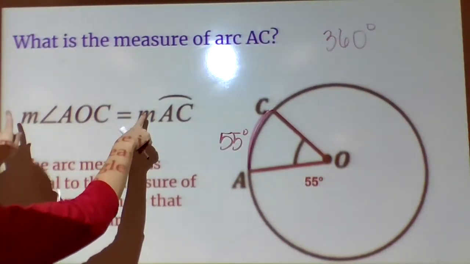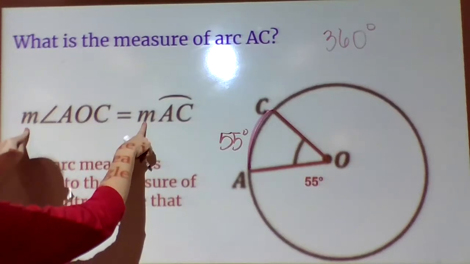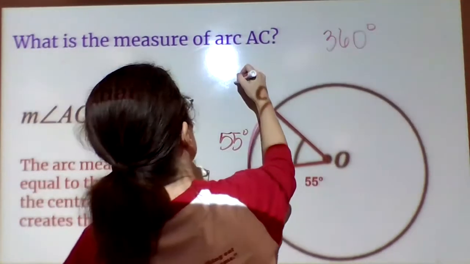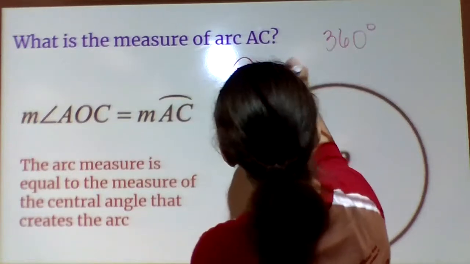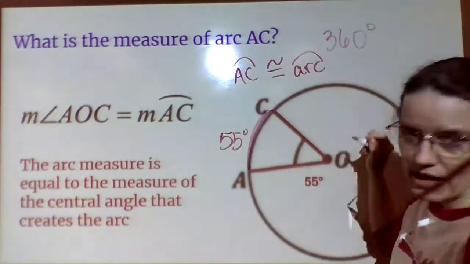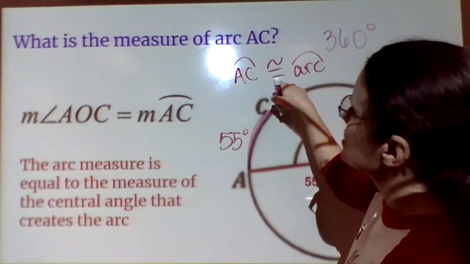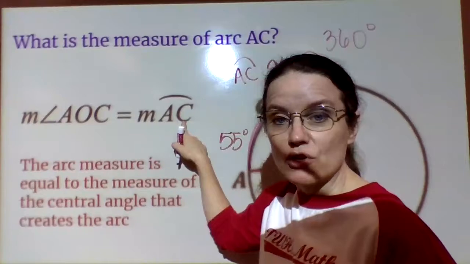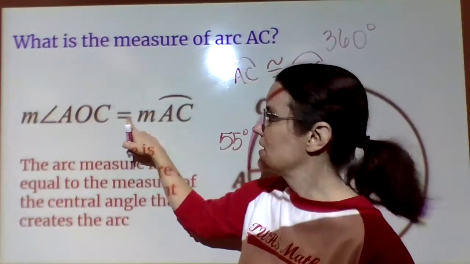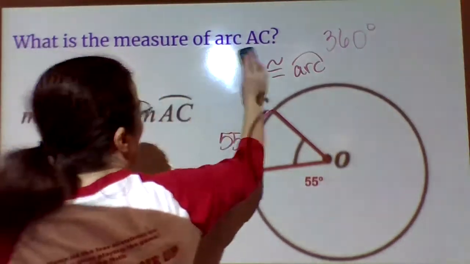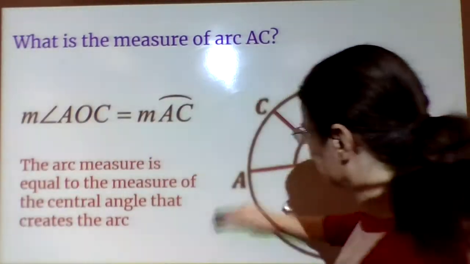So if we're talking about a number, we use the M in front for measure, and we use the equal sign. If you're just saying that arc AC is congruent to some other arc, and I don't know what other arc it might be, then you would use congruent. But when we're talking about the numbers of degrees, that's when we use equals. That's when we use the M to remind us that it's a measure that we're talking about.